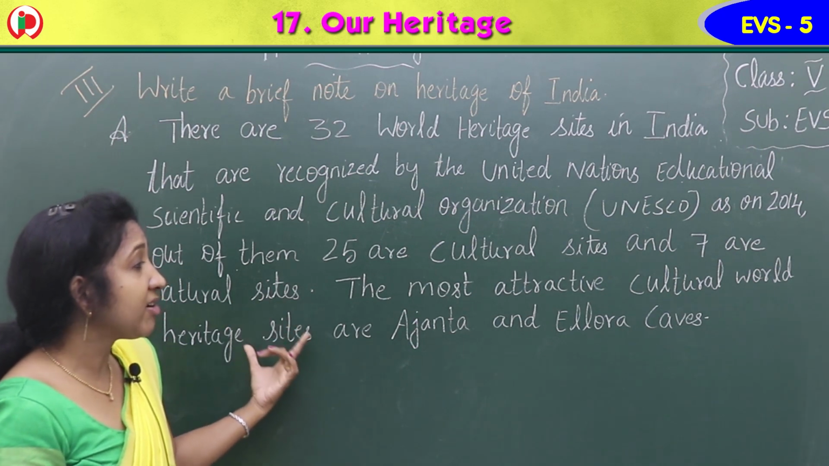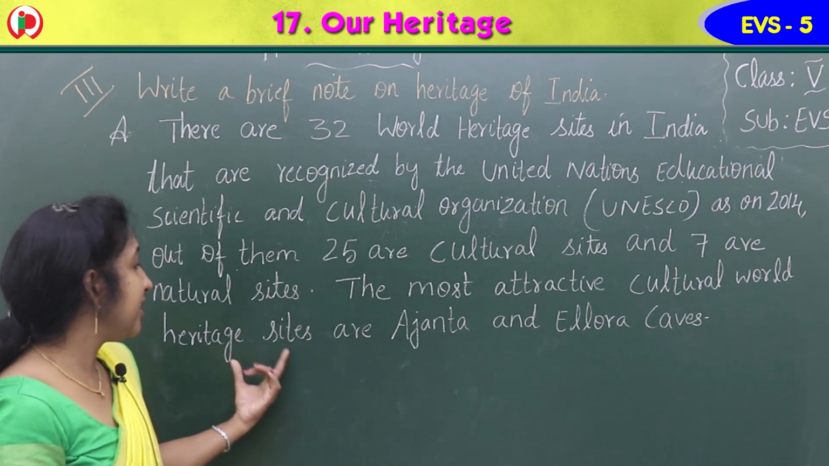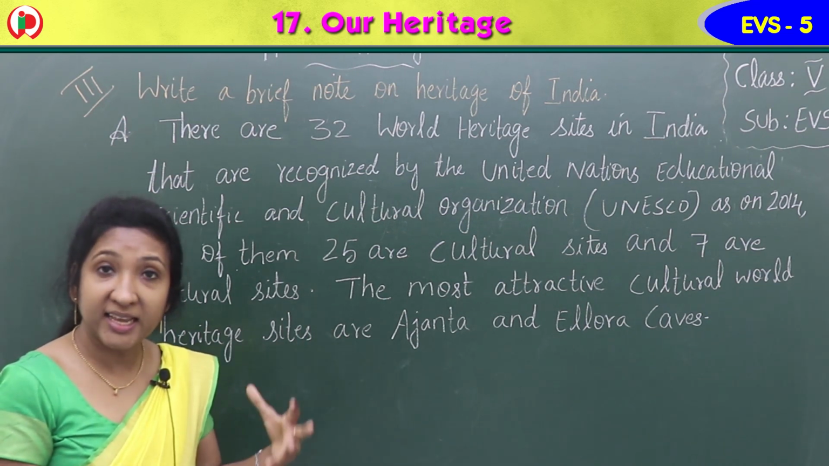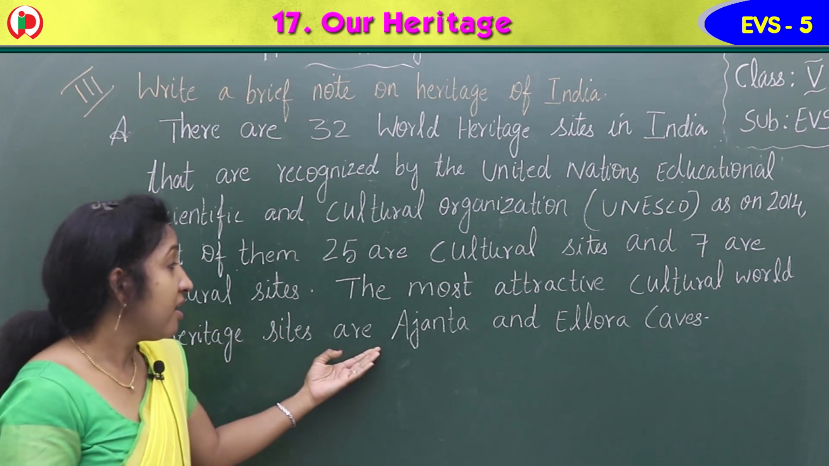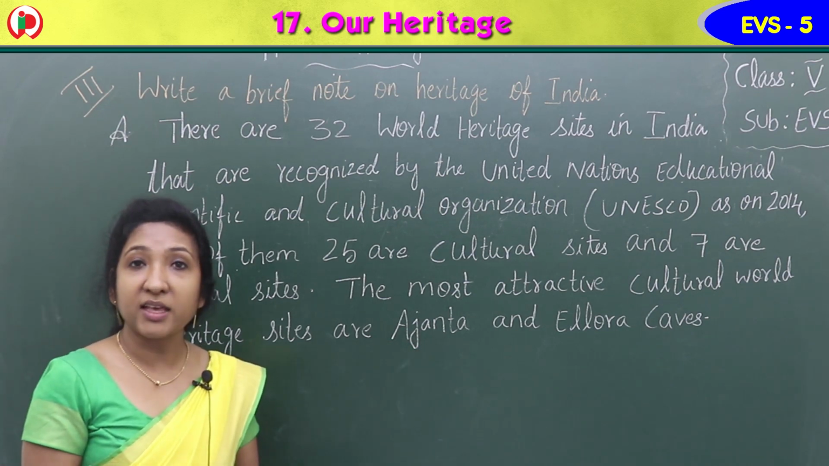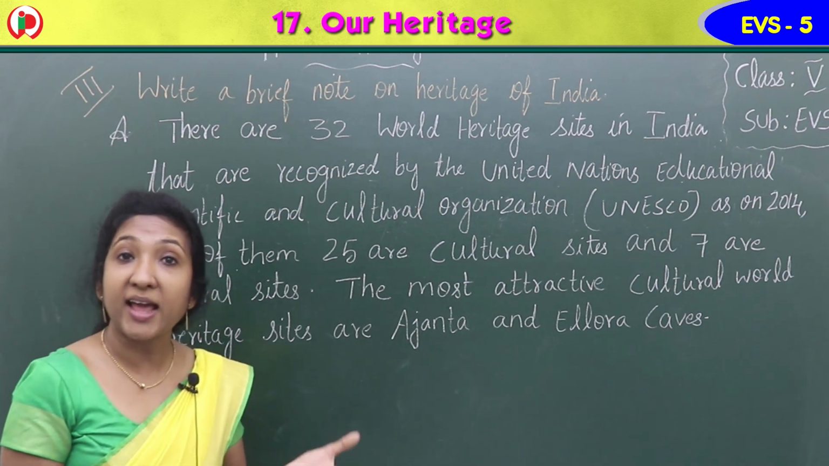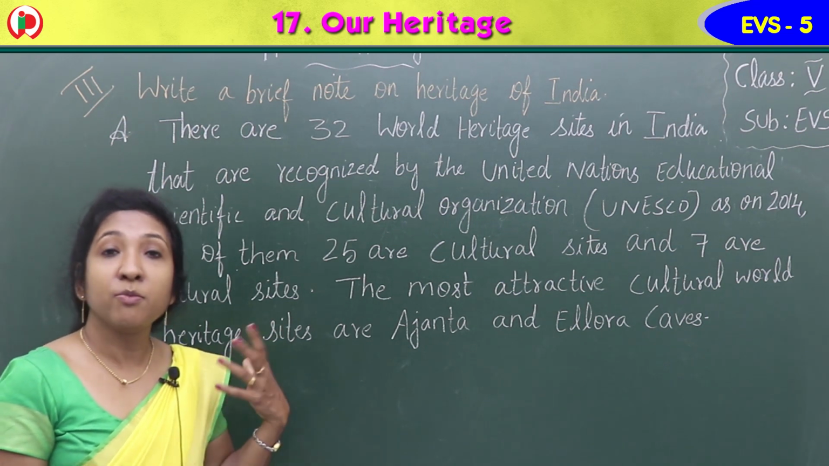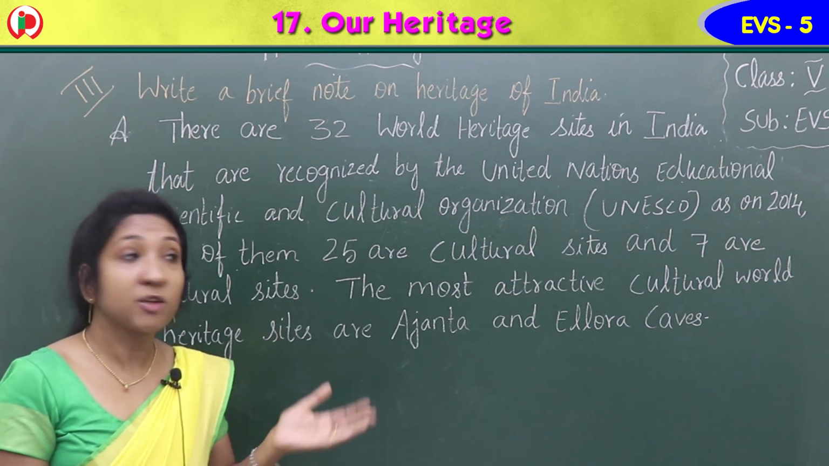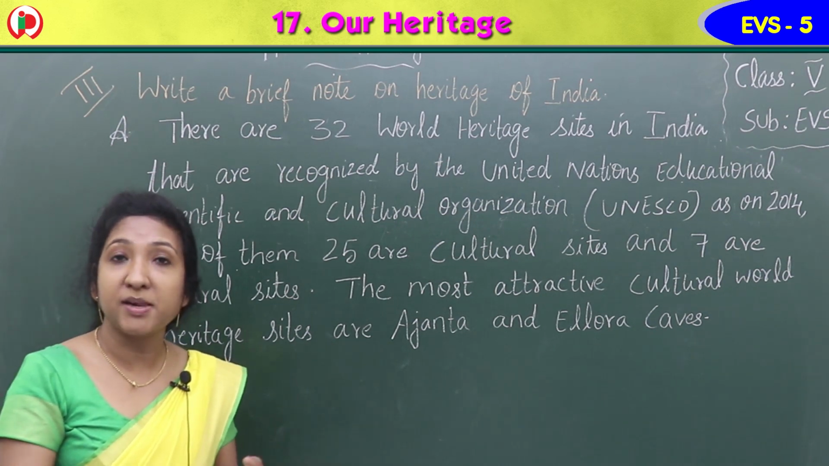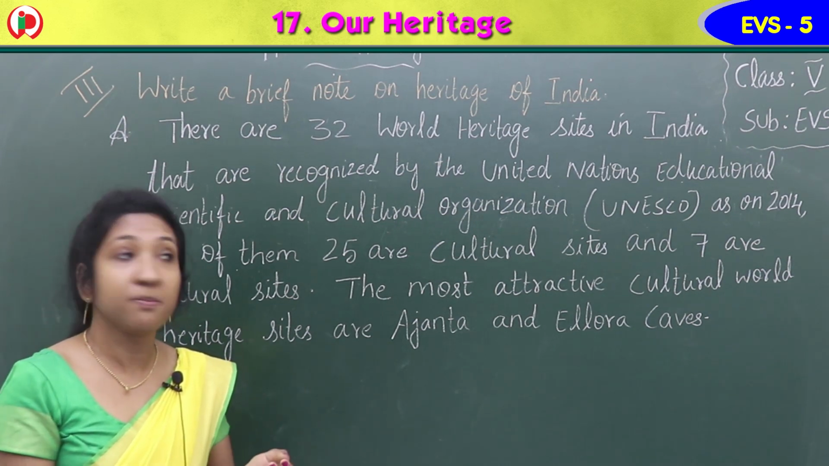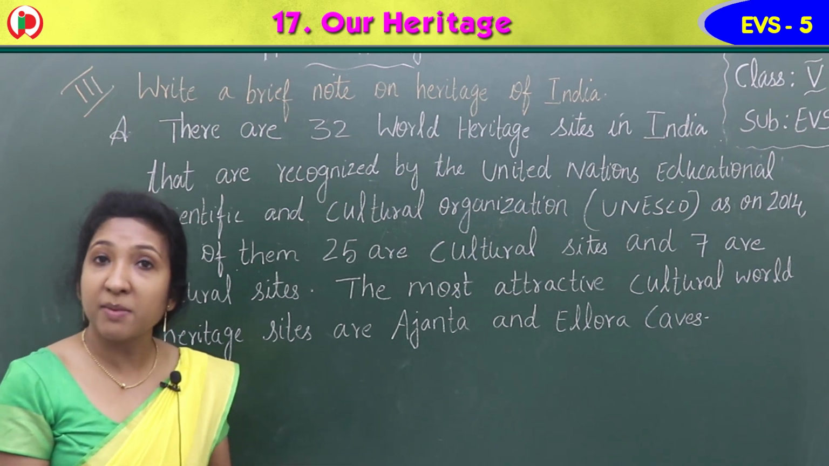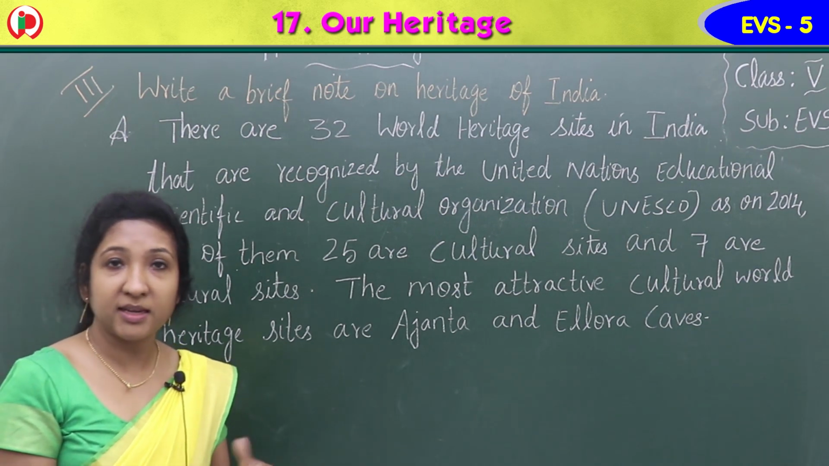The most attractive cultural World Heritage Sites in India are Ajanta and Ellora Caves. So you already learned about Ajanta and Ellora Caves, isn't it? Yes, Ellora Caves are a group of huge temples, not a single one. And Ajanta Caves are also a famous Buddhist monument in India, isn't it? Yes.